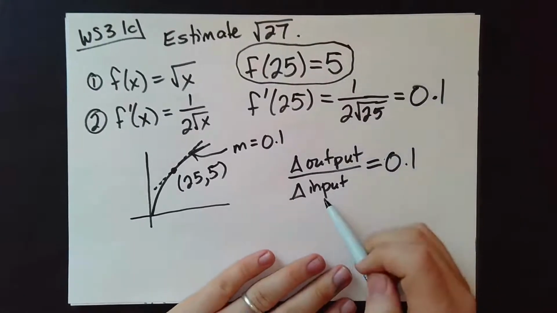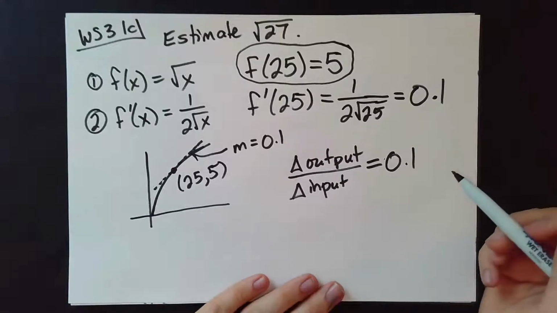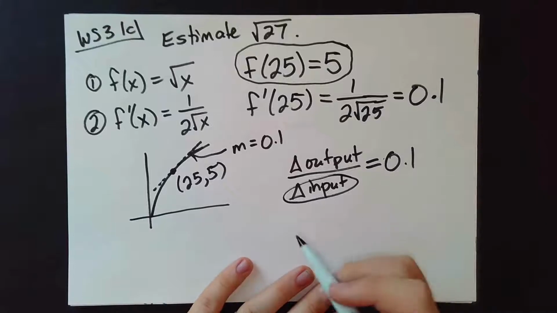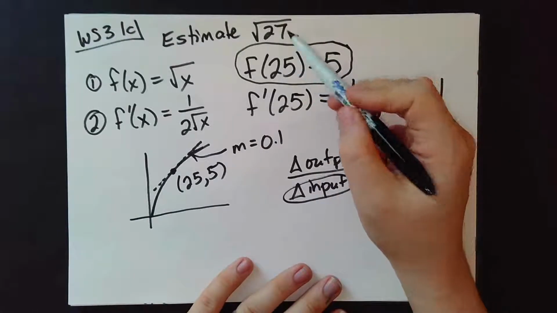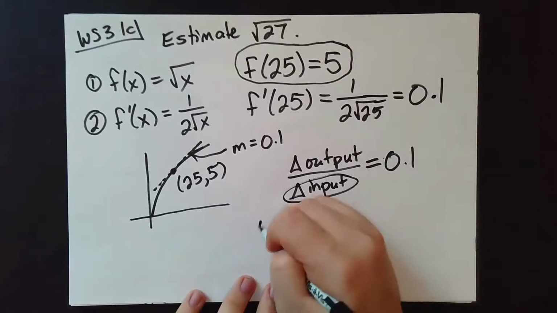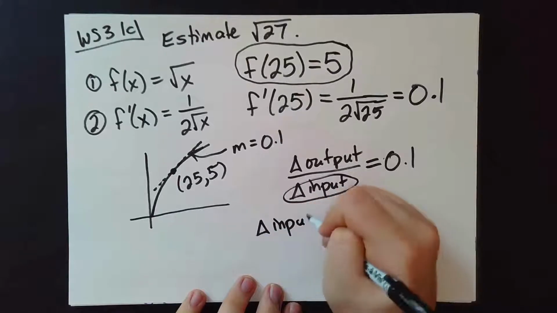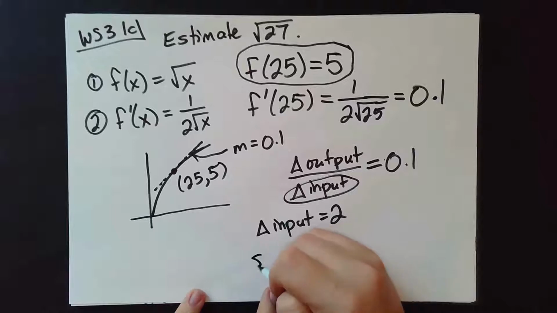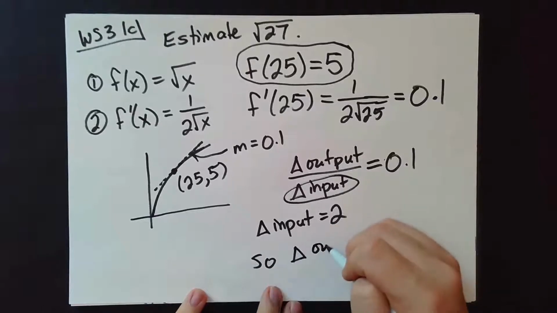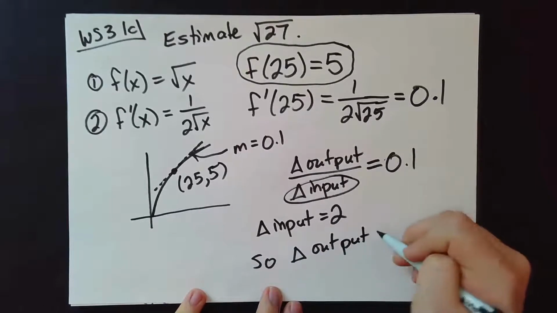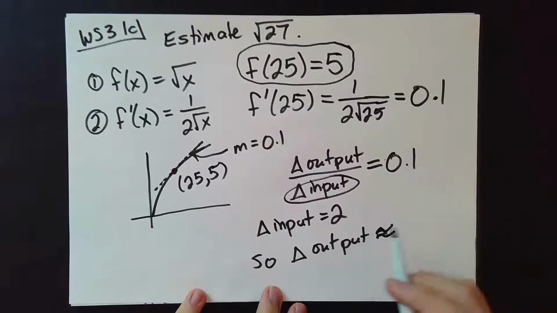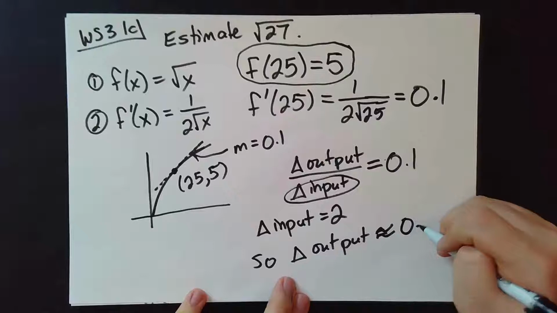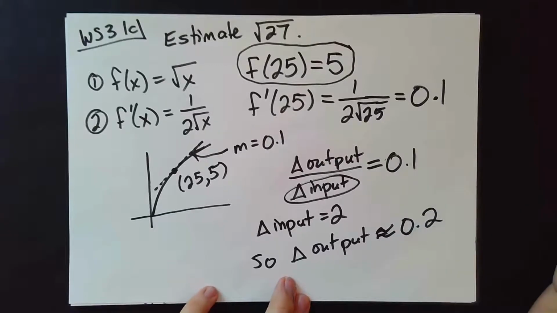Okay. So, in this particular instance, what am I changing the input by? Well, here I'm changing the input from 25 to 27. So here our change in input is 2. Okay. So what that means is that my change in output should be more or less 2 times this slope, which would be 0.2. Okay.